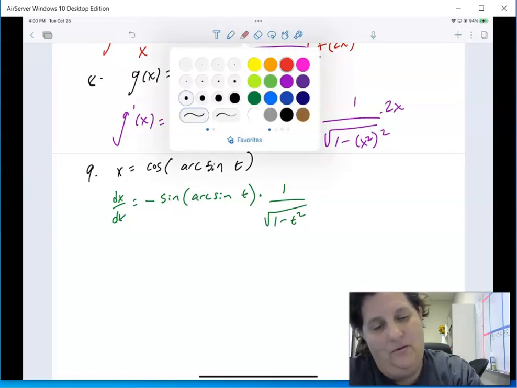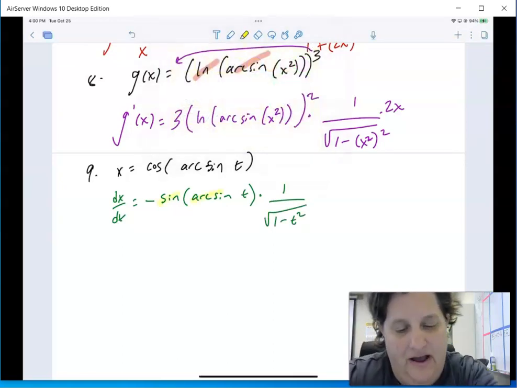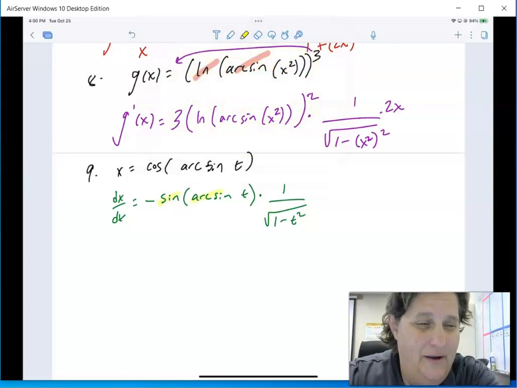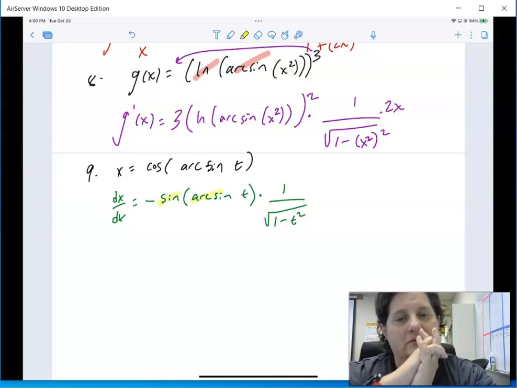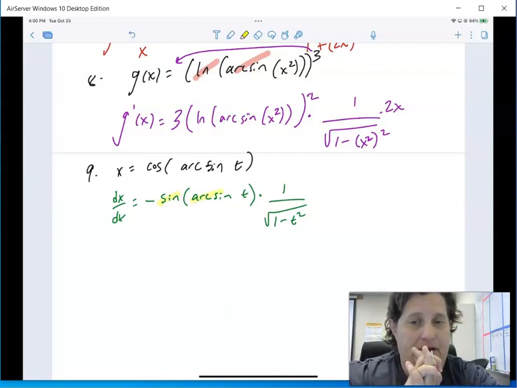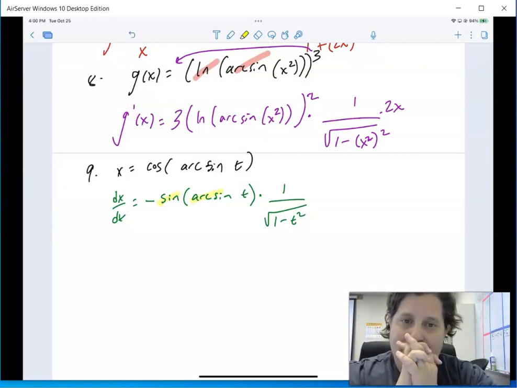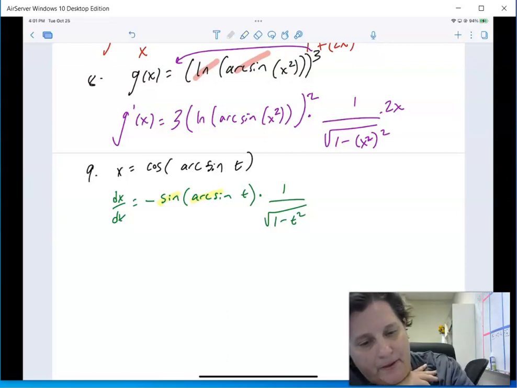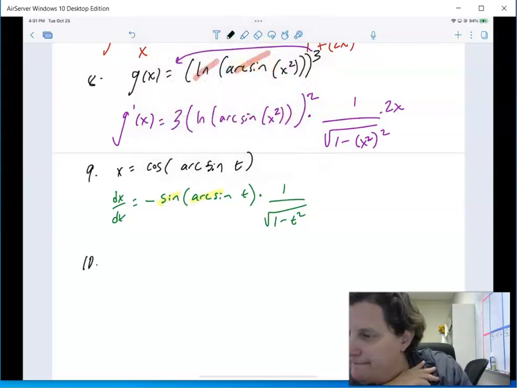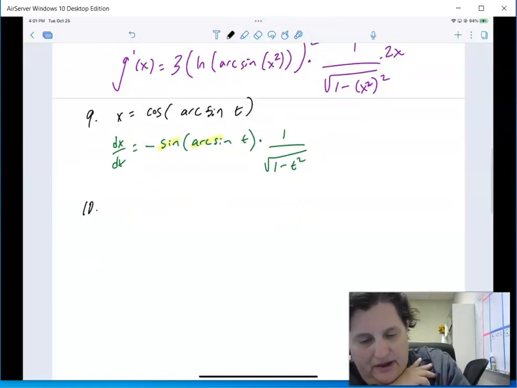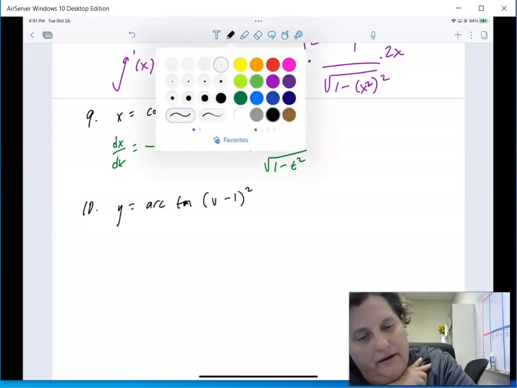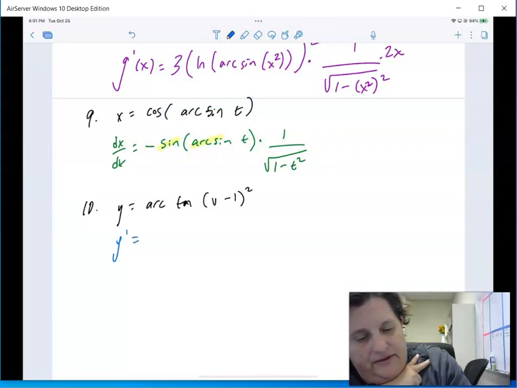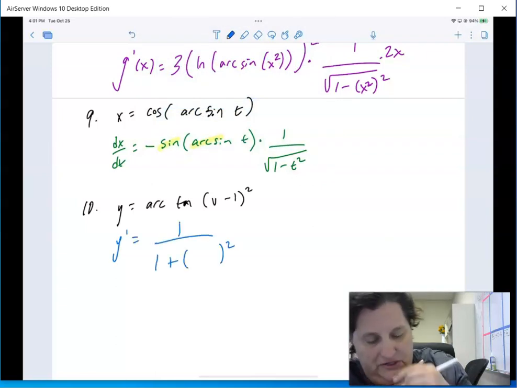Okay? Now, do they want us to simplify sine and arcsine? I would be careful of that because that only works between certain parts of the quadrants. So if I don't have to simplify, I'm not going to simplify that. All right? I'm going to leave it just like that. And then arctan of v minus 1 squared. All right, so my derivative is 1 over 1 plus blank squared.